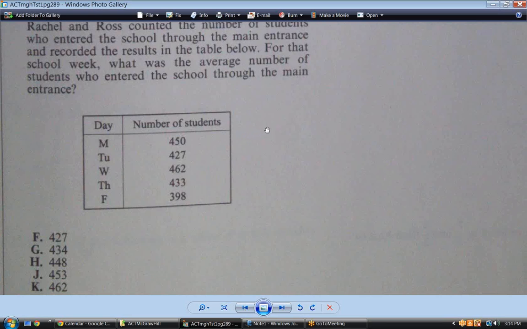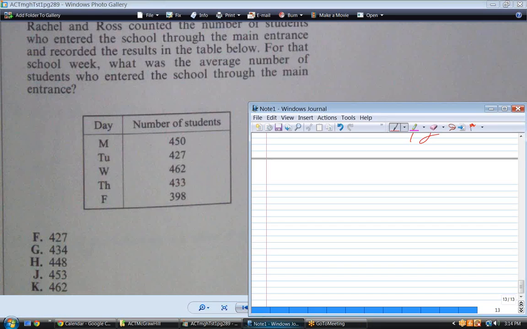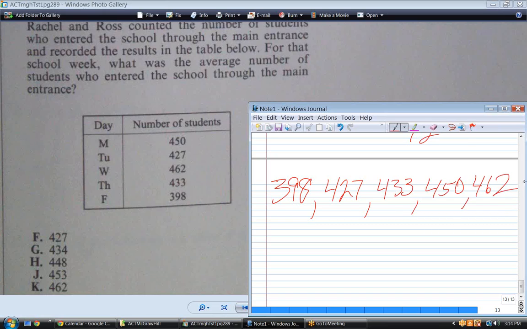What's the median of these 5 numbers? 462. The median is the middle. You have to write them in order. What's the median? 433. Uh-huh. And the mode is any of them. There's no number more common than the others. Okay.